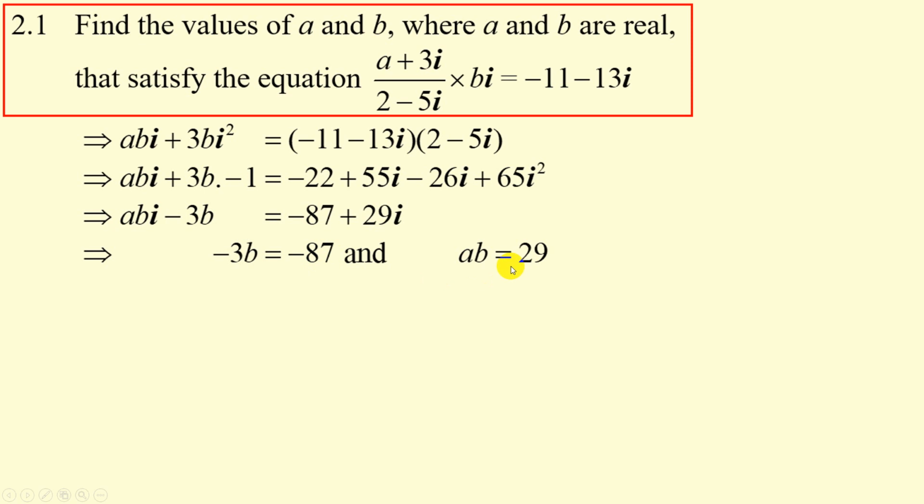So therefore, and of course, AB equals 29. This is the one independent of the i, so therefore I equate minus 3B to minus 87. This is the one that has the i, therefore I equate AB to 29. This gives you B equal 29, and then we substitute 29 for B in that one, and we end up with A equals 1.